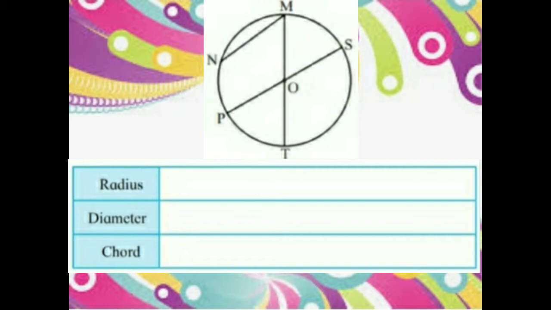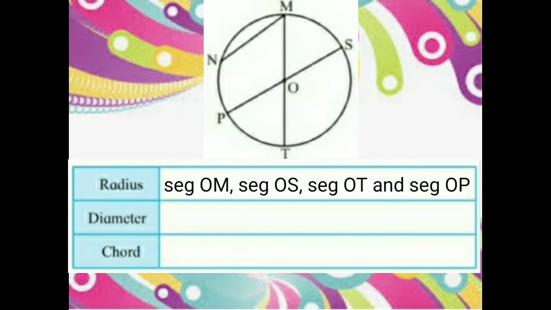Now this figure displays 4 radii, that is segment OM, segment OS, segment OT, and segment OP, which will be written like this. Now what is the diameter of this circle? Here too, we realize there is more than one diameter shown on this circle, which are segment MT and segment PS, which will be written like this.